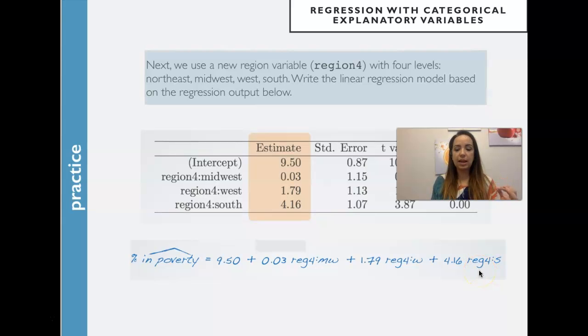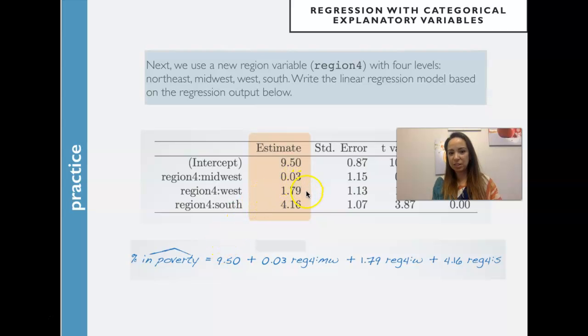So you can imagine that if I need to predict something for the Northeast, this will be 0, this will be 0, and this will be 0, because these values here would be all 0. So this is the value for the reference level. If I need to predict something for the West, say, this would be 0. This would be 0. And that's why I can say that for the West, it will be 1.79 plus 9.50. So it's 9.50, we know it's what happens in the Northeast, the reference level.